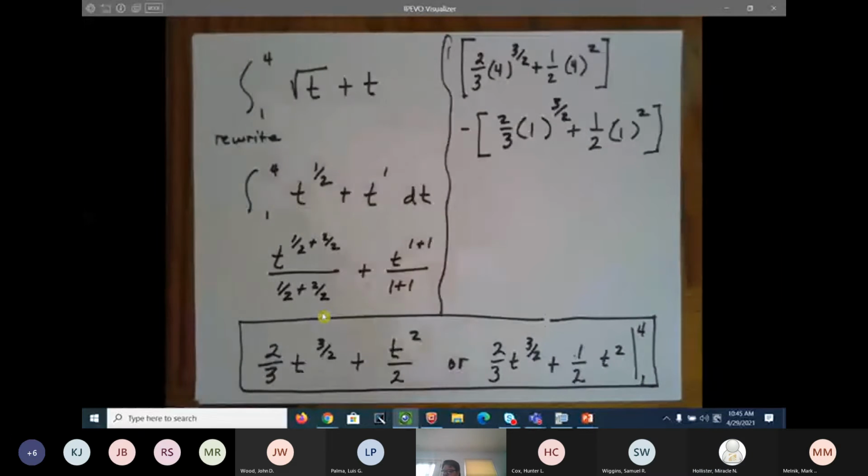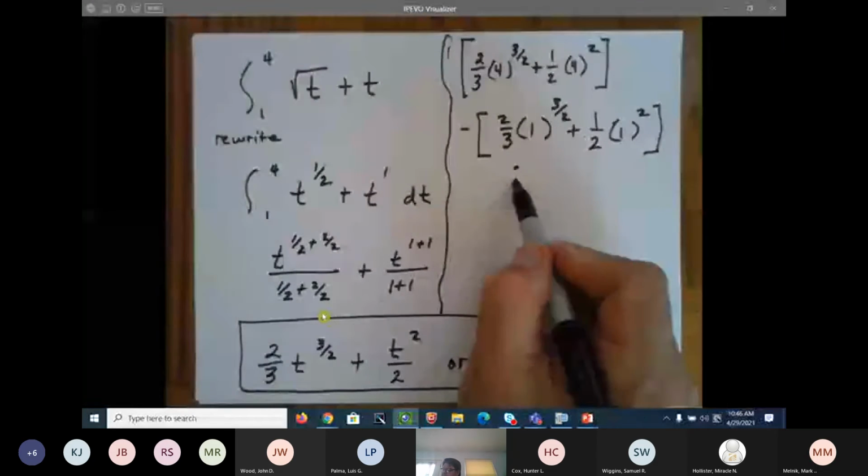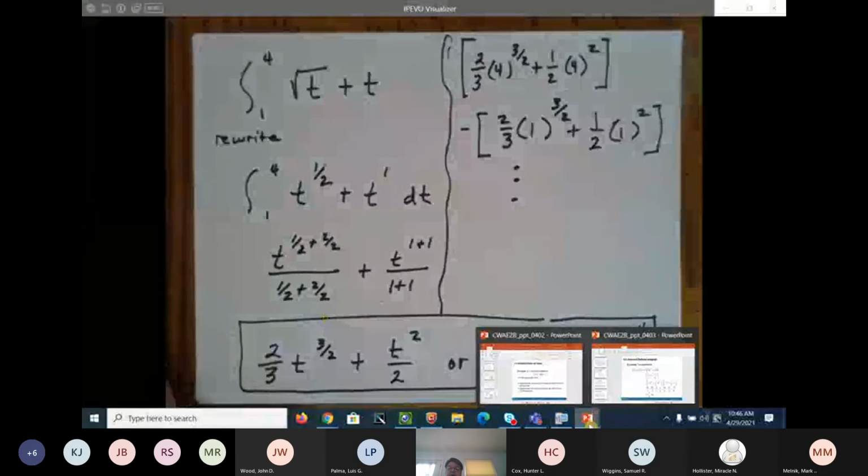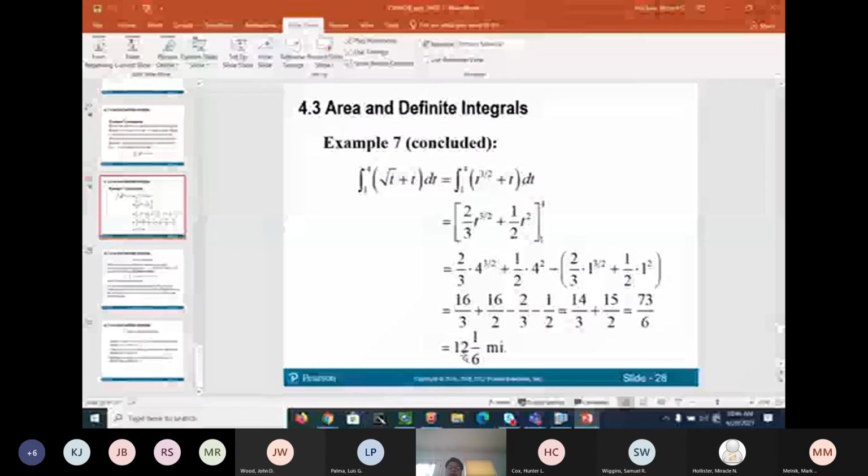I think 4.3 homework will be that, but I want to show you one more thing, and I'm going to let y'all do this for homework. Y'all can do that. I'll give you the answer, though. The answer is 12.17 miles. So write that down. 12.17, or 1666.